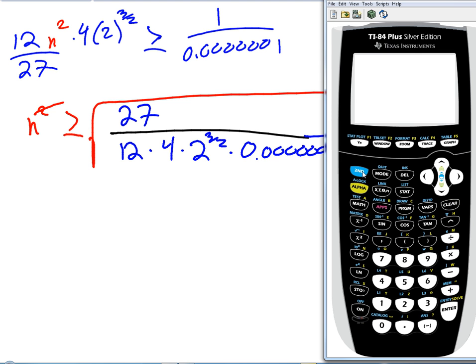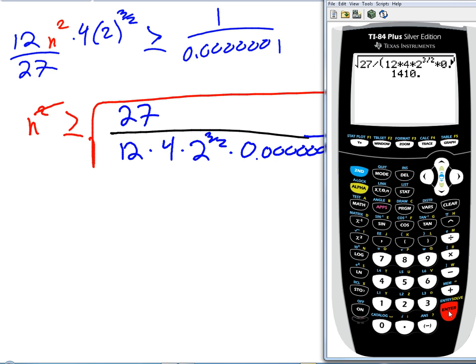Okay, so we got square root of 27 divided by, what do I absolutely have to have here? Quantity. 12 times 4 times 2 to the 3/2, get out of the exponent, times, you want to close your quantity there? I've got to get that in there first. Times 0.1234561. Close the bottom, get out of the square root, enter. Wow. Okay, that's a lot.